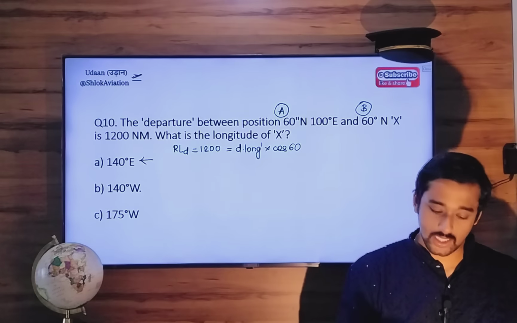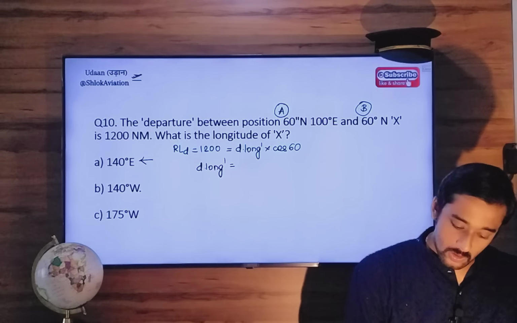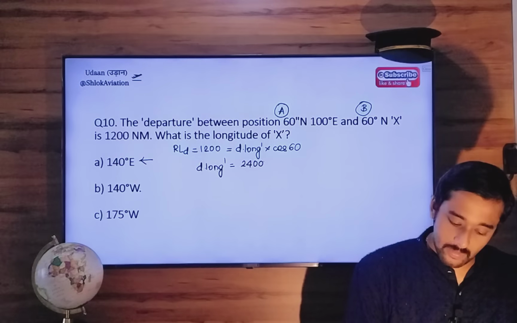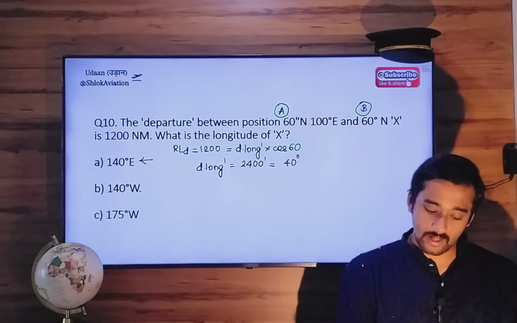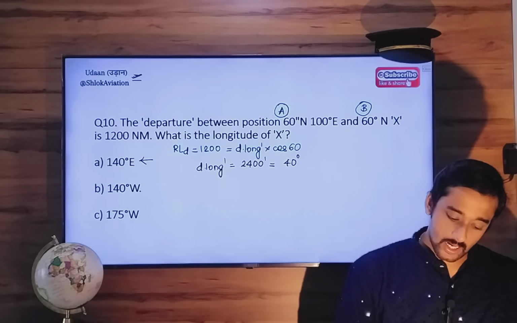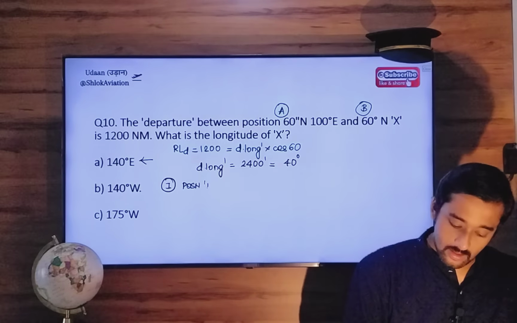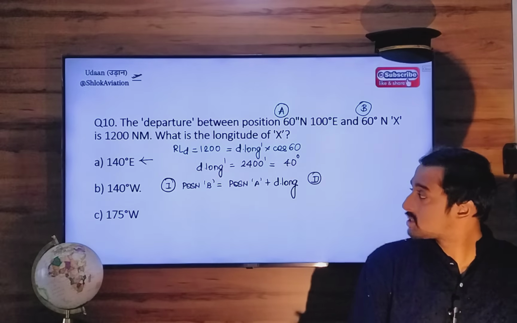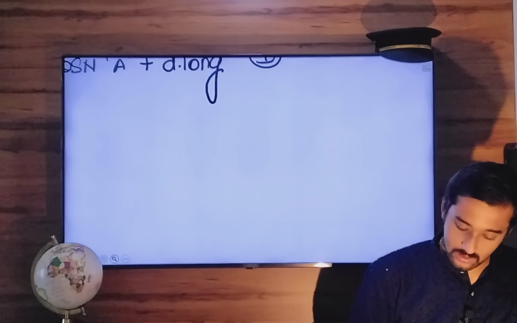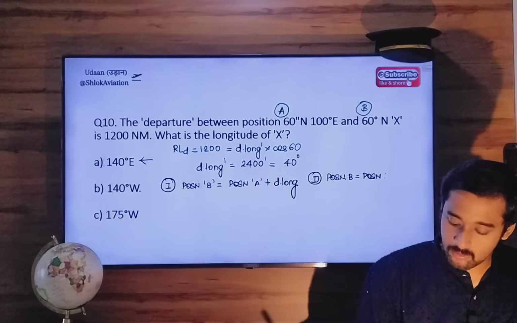To solve this, cos 60 is half, so d long in minutes will be equal to 1200 times 2, that is 2400 minutes, that is 40 degrees. So the difference between the longitudes is 40 degrees. So there are two situations. Situation 1: position B longitude is position A plus d long. Situation 2: position B longitude is position A minus d long.